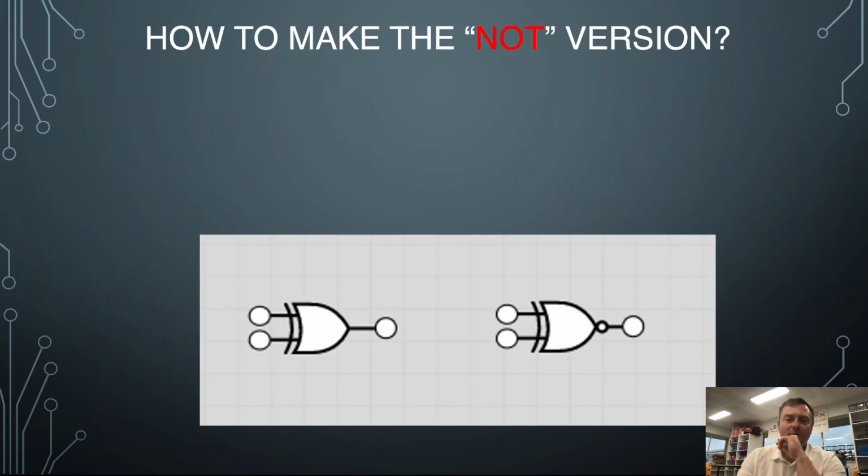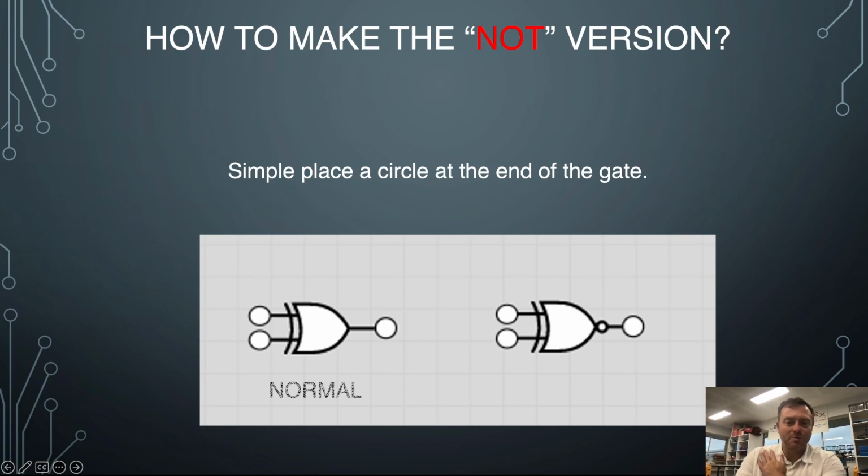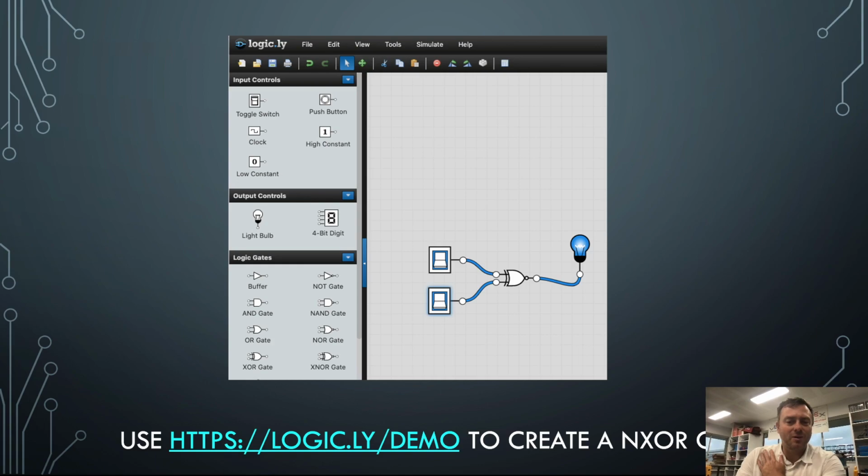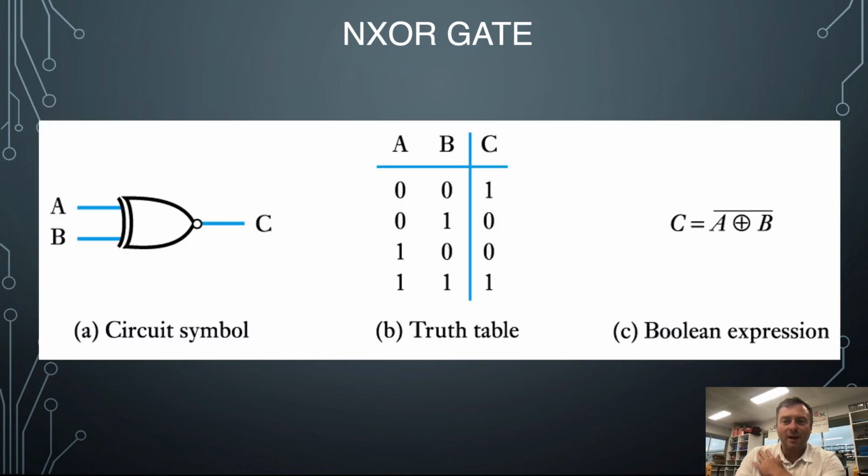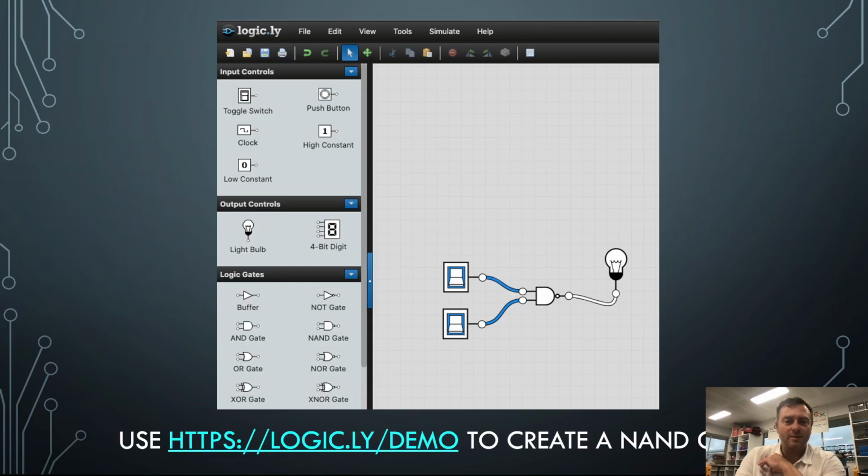So how do we make the NOT version? It's really simple. Whatever gate you want, you put a little circle in the front, and that changes the way the gate looks. So normal, and then the NOT version is with the little circle at the front. You can build an XOR gate just by dragging and dropping it in Logically, which should hopefully help. For XNOR, it's XOR with a huge bar over the top, and that's the same there.